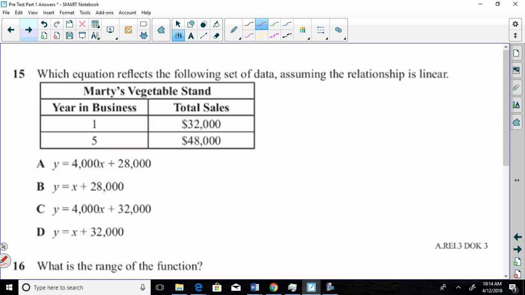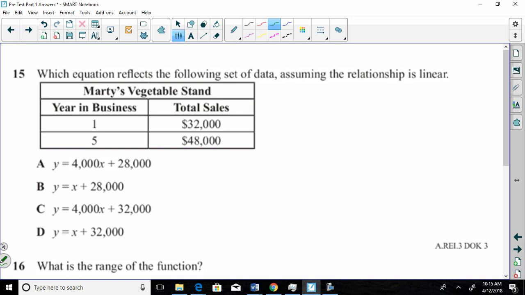All right, next one. There's a few different things we can do. What can we do with this problem? How can we solve this? Plug it in. What could you plug in?